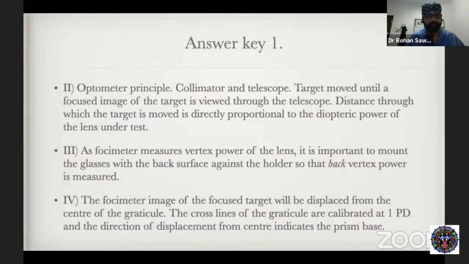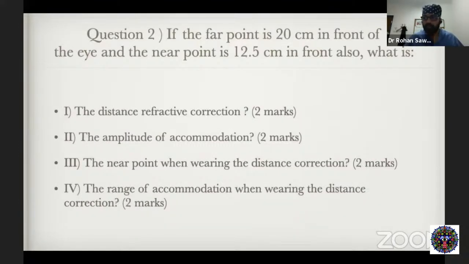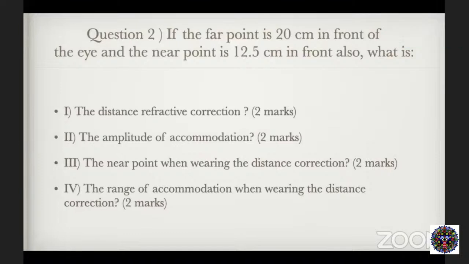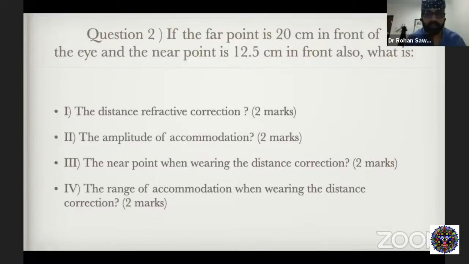So the next OSCE is again a question. If the far point of a patient is 20 centimeters in front of the eye and the near point is 12.5 centimeters in front, the questions are: what is the distance refractive correction, the amplitude of accommodation, the near point when wearing the distance correction, and the range of accommodation when wearing the distance correction. I'm going to give you approximately 2 or 3 minutes to figure it out, and then we can discuss the answers.